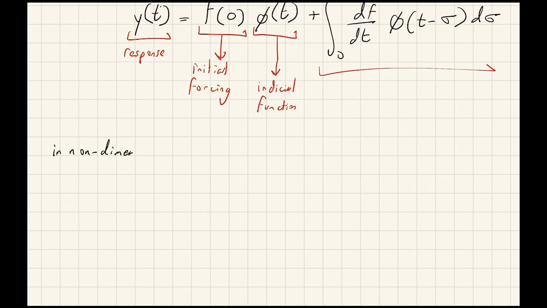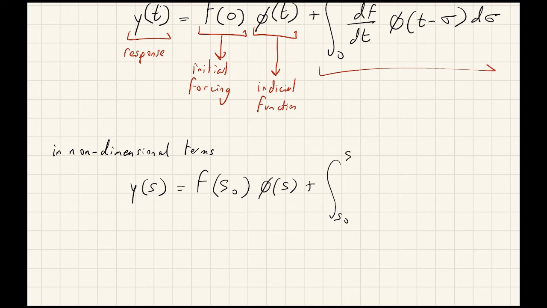or in non-dimensional terms, y of s is equal to f naught phi of s plus the integral from 0 to s of df/ds phi of s minus sigma d sigma. And all we did here was replace t with s, which is equal to Ut over b, which is non-dimensional time.